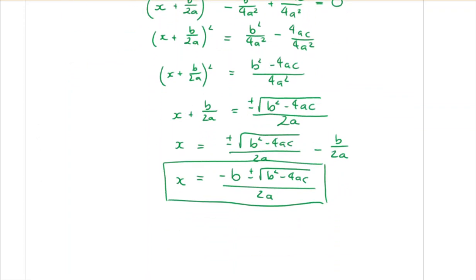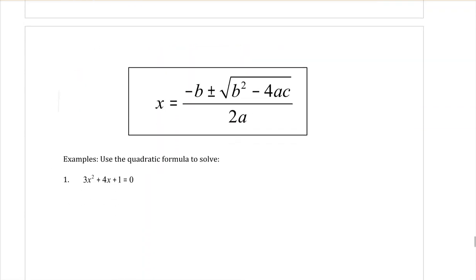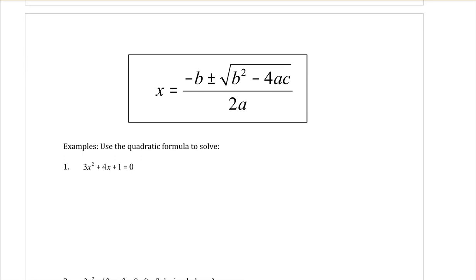All right, so it's written here nicely for you. There it is. X equals minus b plus or minus square root of b squared minus 4ac over 2a. That will be your new favourite little thing to say.